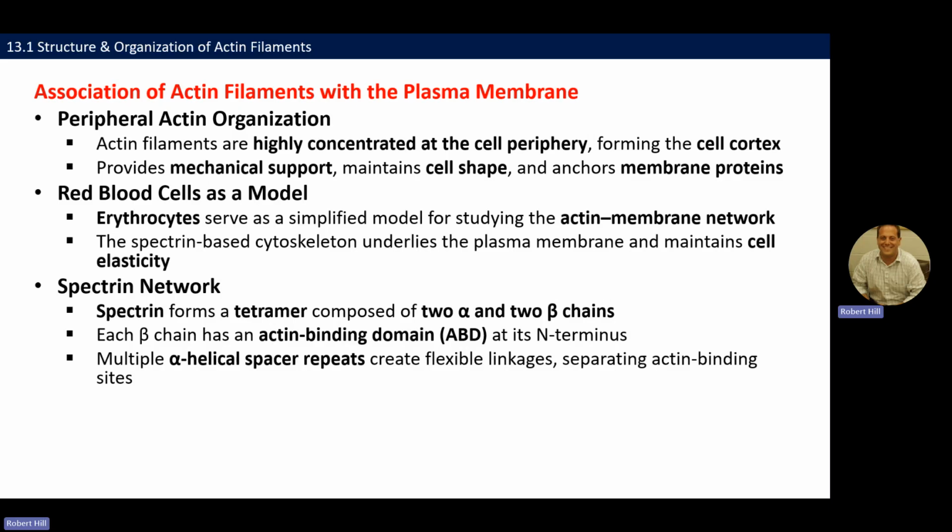So spectrin is a tetramer protein. There are 2 alpha and 2 beta chains. And then sticking out from the beta chains on the side are these actin binding domains. So actin is going to stick on both sides to spectrin. And spectrin has these alpha helical regions within it that make it very elastic.